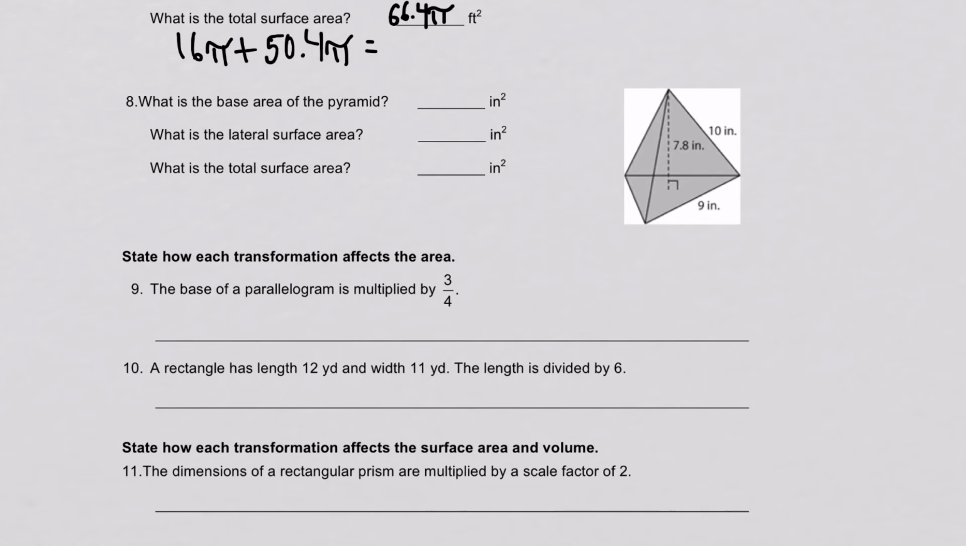Now if they ask you to round it to the nearest tenth or so, remember to multiply 66.4 times 3.14 to get a decimal approximation, which in this case would be approximately 208.5.